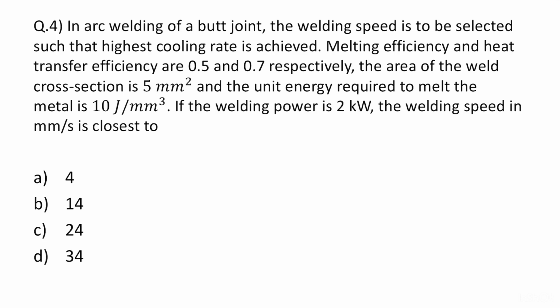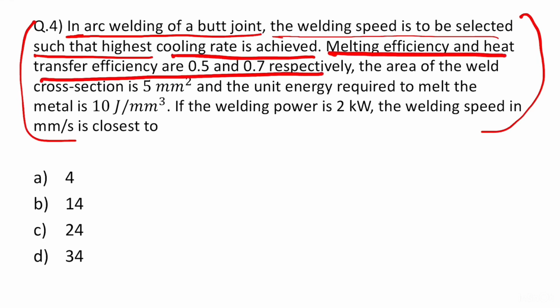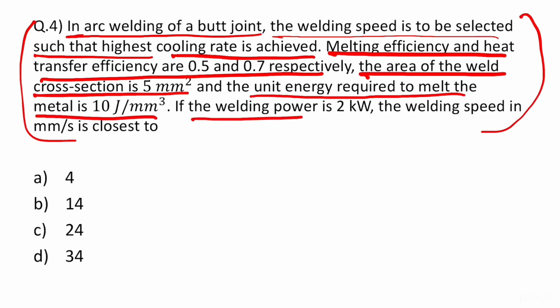Then the fourth one is a very big question, but the solution is of only 2 lines. If you read it carefully, in arc welding of a butt joint, the welding speed is to be selected such that the highest cooling rate is achieved. Melting efficiency and heat transfer efficiency are given, the area of the weld cross section is given, and the unit energy required to melt the metal is given. If the welding power is 2 kilowatt, what is the welding speed in mm per second?